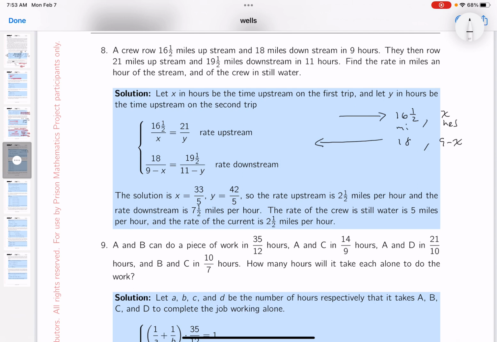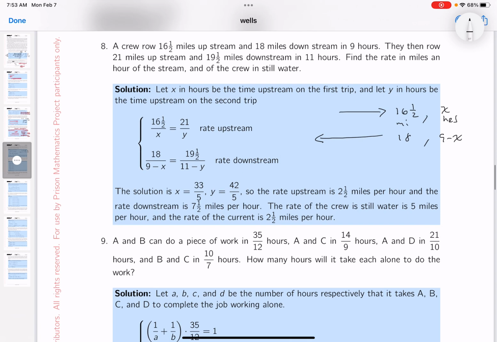And then it says, furthermore, it does something else. It says upstream 21 miles. I'll put that down. Kind of a visual, but I'm not saying my visuals are accurate. So 21, and again, this is miles. And then it goes upstream 21, right? And then 19 and a half miles down. I'll write this over here, 19 and a half, and these are miles. And how long will it take? 11 hours. So what does that mean? Well, I'm going to say Y upstream and then 11 minus Y downstream.